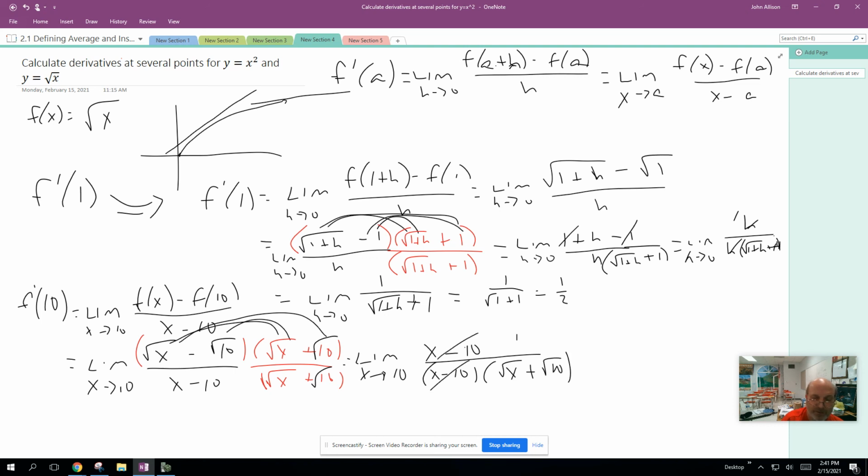So these cancel, leaving 1, and we end up with the limit as x goes to 10 of 1 over the square root of x plus the square root of 10, which equals 1 over 2 square roots of 10. And the derivative of f of x at 10 is going to be 1 over 2 square roots of 10. And those are some examples to calculate derivatives at several points.